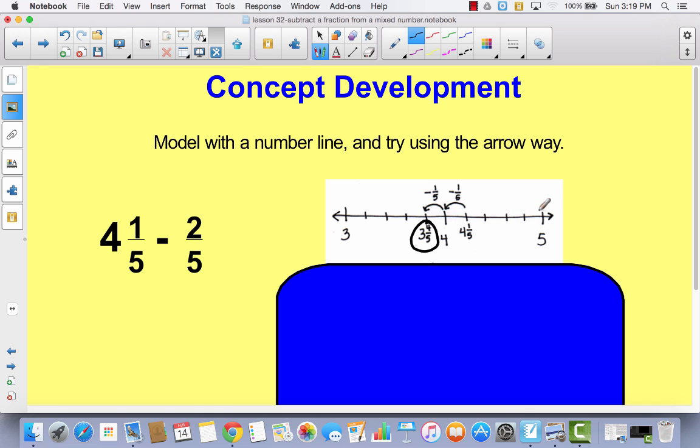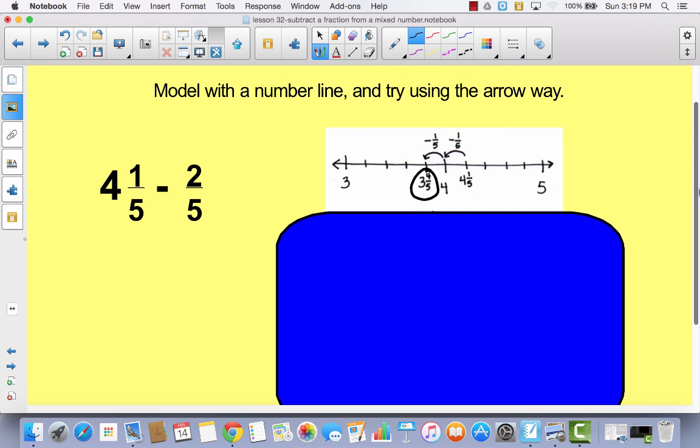This is using the number line. I think this is pretty simple to understand. It takes a little bit of time, though, to draw this number line. That's why sometimes I would rather use the arrow way.